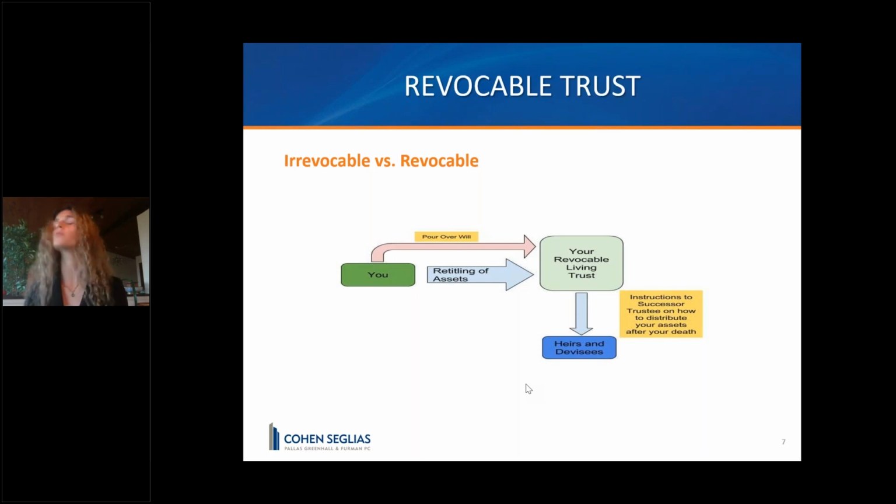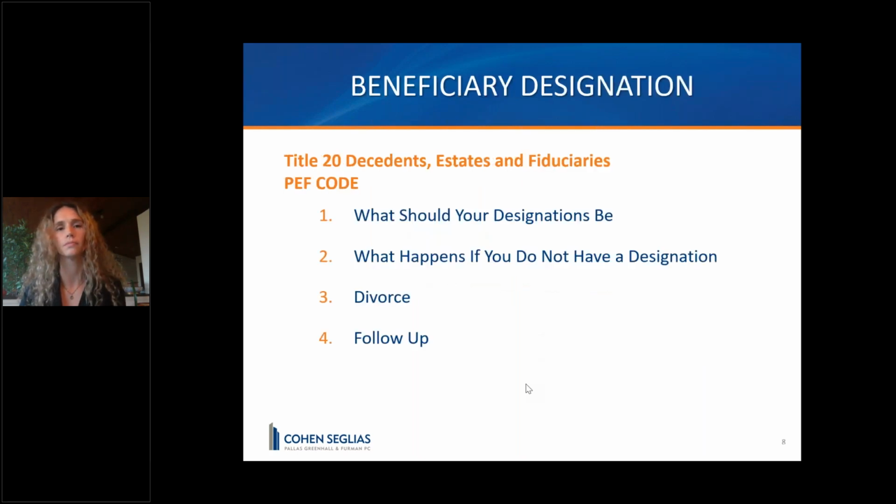So we've talked about the last will and testament. We've talked about the revocable trust and beneficiary designations. We've talked about that trust underneath the will or underneath that revocable trust. And so now we're going to talk about big picture beneficiary designations. What should my beneficiary designation be?